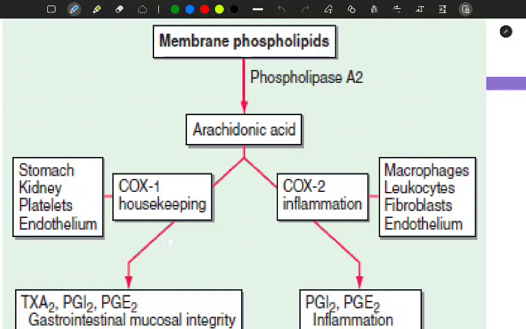COX-1, as we said, produces thromboxane A2, prostaglandin I2, and prostaglandin E2, which is the one that protects the lining, and I2 causes vasodilation and also protects the endothelium. Prostaglandin I2 and E2 as well are responsible for inflammation, mitogenesis, angiogenesis, and bone formation as well. Next, please. We'll talk about that.